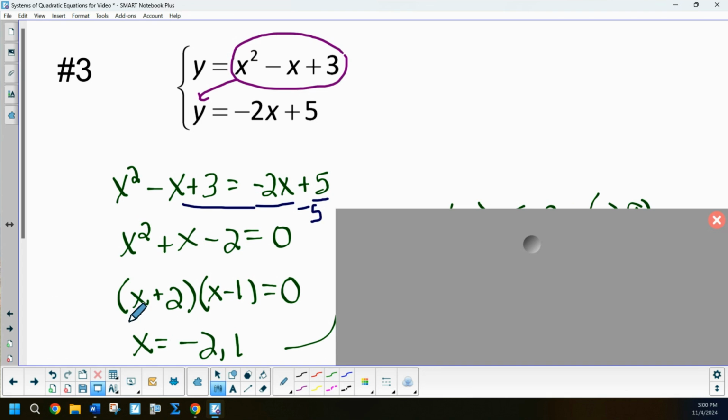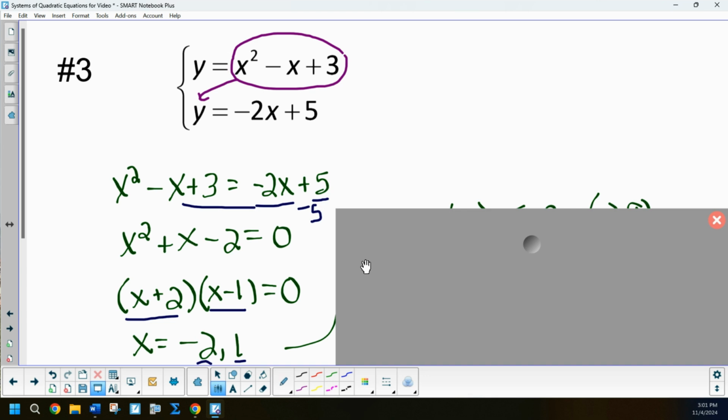And now I'm factoring, right? So when I factor this, I get x plus 2 times x minus 1. And when I take each of those values and I set them equal to 0, I get 2 x values. I get x is negative 2 and x is positive 1.